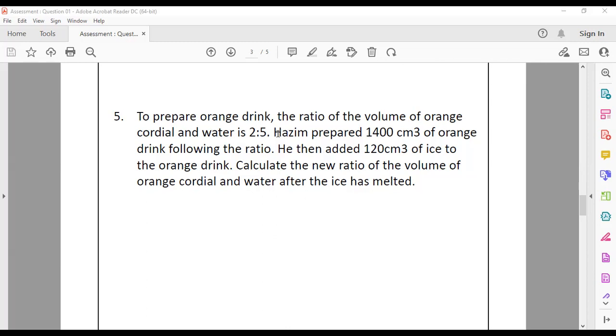So over here, Hazim prepared 1,400 centimeter cube of orange drink. Is it centimeter? Okay, maybe I got the unit wrong.